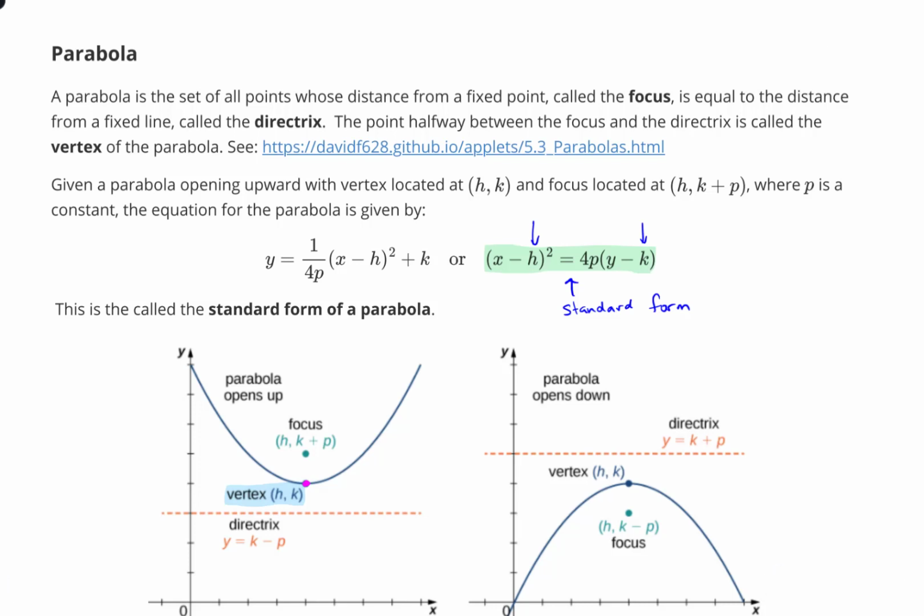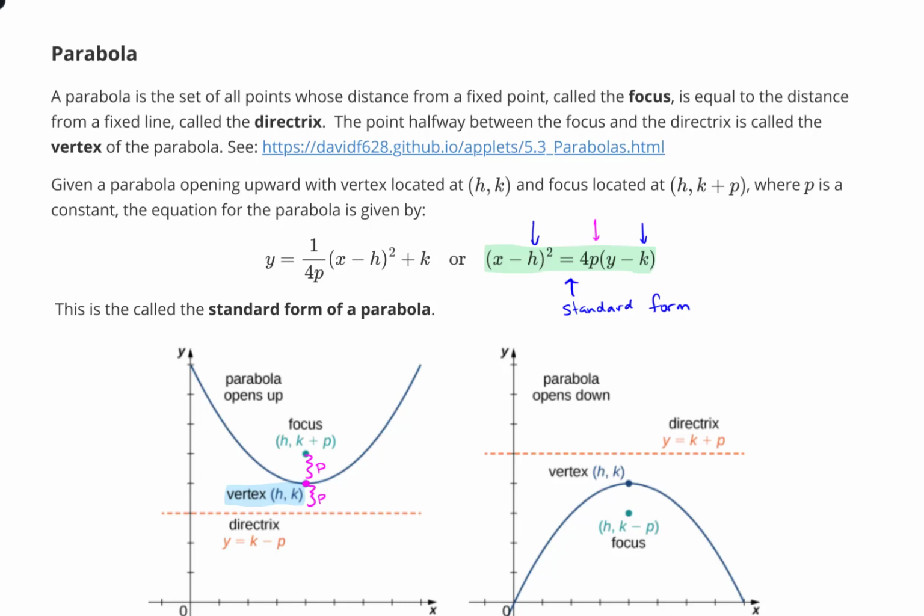Alright, now the value p is actually the distance from the vertex to the directrix, so this dashed line is my directrix, and also the distance to the focus, as long as you're at the vertex. So it doesn't happen at every single point, but at the vertex it does. So this value p is really important in describing the graph of a parabola, because if you can readily find the vertex, you can use this value p to quickly identify where the directrix and the focus are.